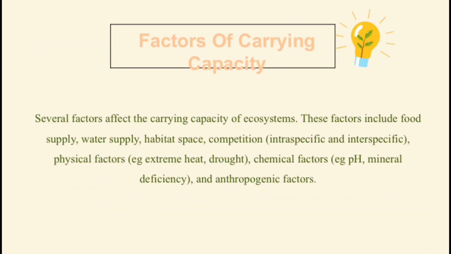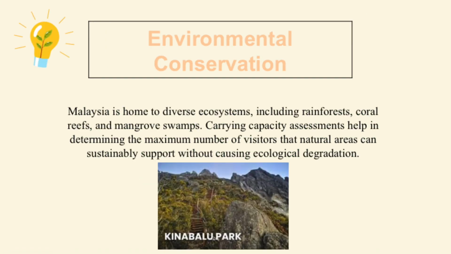The second slide is about factors of carrying capacity. Several factors affect the carrying capacity of an ecosystem. These factors include food supply, water supply, habitat space, competition, intraspecific and interspecific, physical factors, extreme heat, drought, chemical factors, and anthropogenic factors.